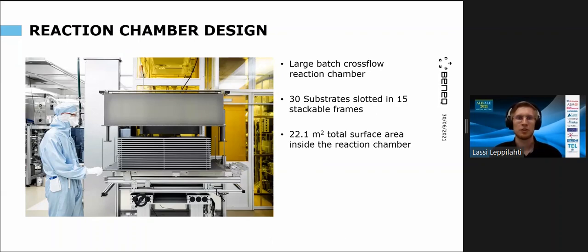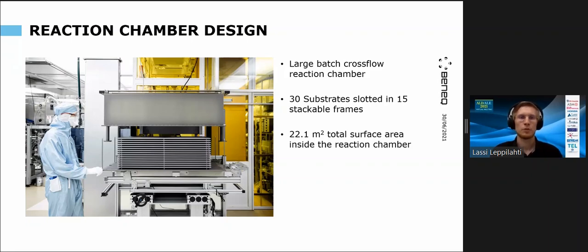And here's the reaction chamber that we use. In the picture, you can see me for scale and the chamber itself. It's a large batch cross-flow reaction chamber. So there are precursors going in from the left and going out from the right.